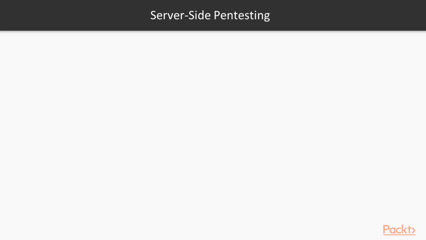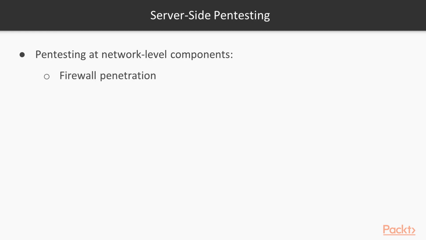So let's start with server-side pen testing. What is server-side pen testing? Pen testing at network level components. The components which are working at the network side are called server-side, and if you try to pen test those components, that is called server-side pen testing. For example, firewall penetration, because a firewall is basically at the server side. So this is server-side penetration testing.